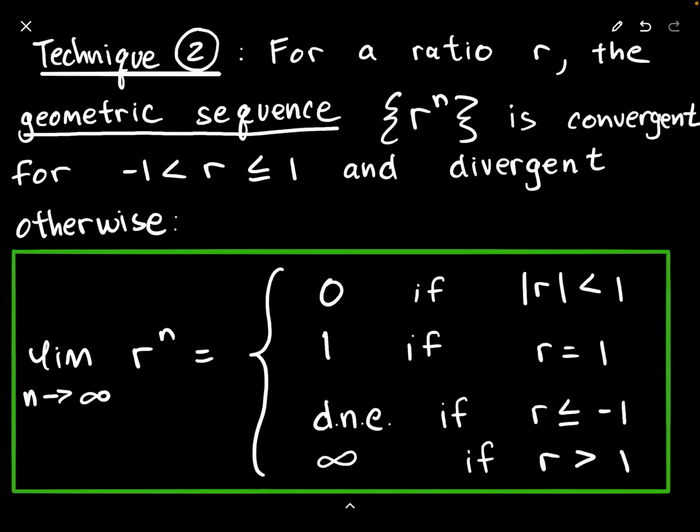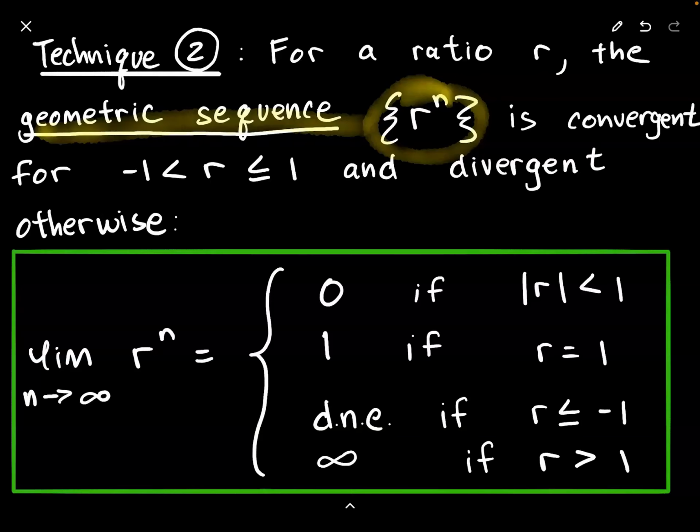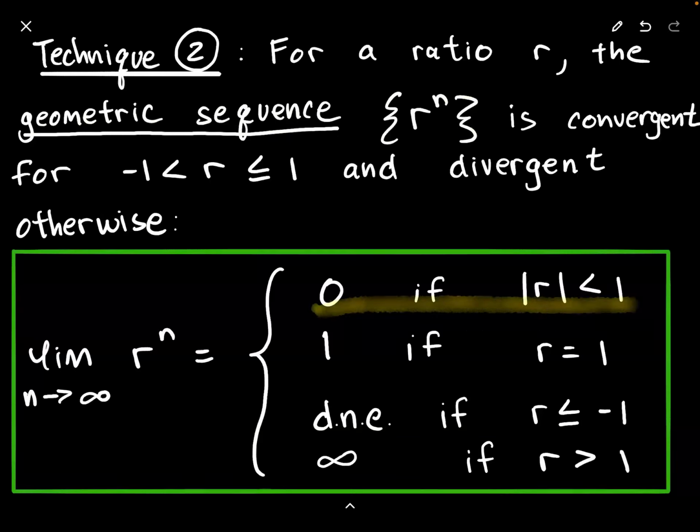The next technique is for a specific kind of sequence. It's when you have a ratio r raised to power n. So this is called a geometric sequence, and the geometric sequence is convergent when r is in between minus 1 and 1, and also equal to 1. The limit as n becomes large of r to the n is 0 if r is in between minus 1 and 1, or the absolute value of r is less than 1. So in that case, the sequence converges to 0.